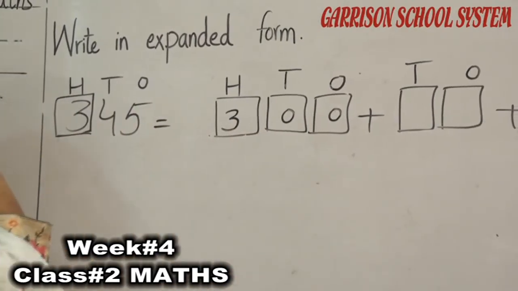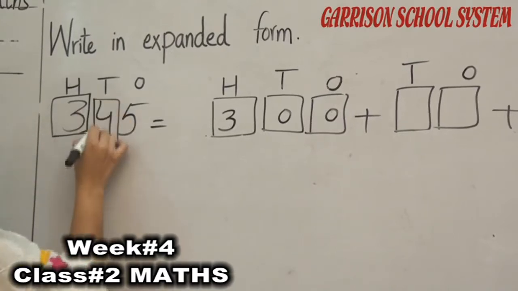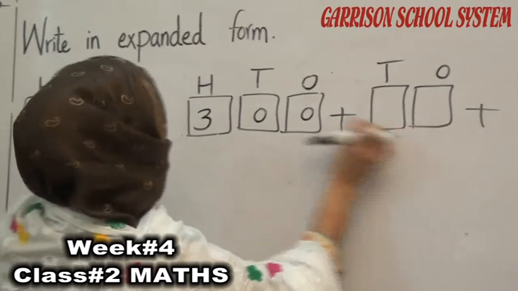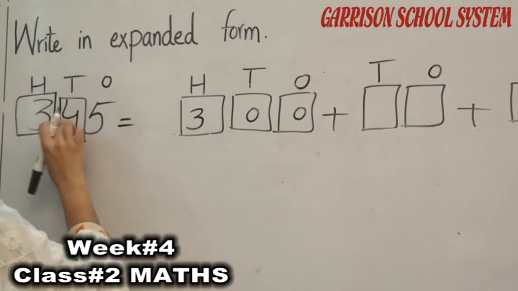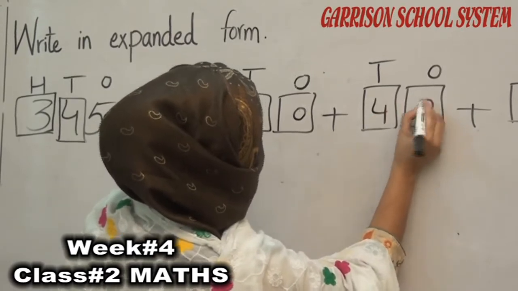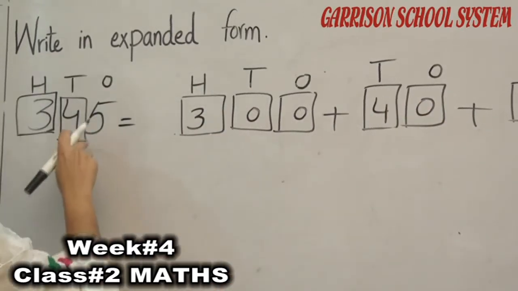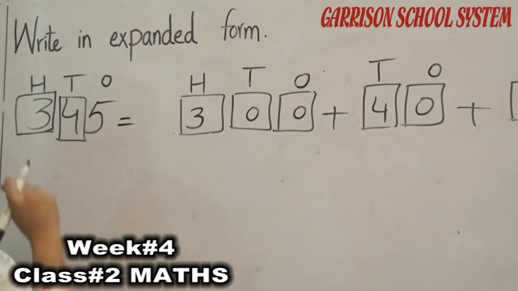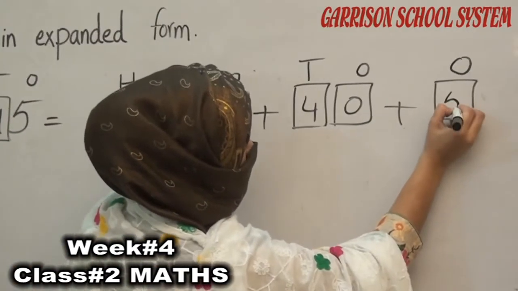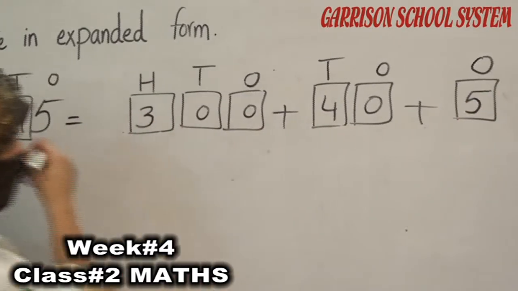Now look at the next number, number 4. Number 4 is in the tens value, so we have to write 40. 4, 0, 40. Okay, students? Now the next number is 5. 5 is in the ones place, so we write 5 here. Understand, students?